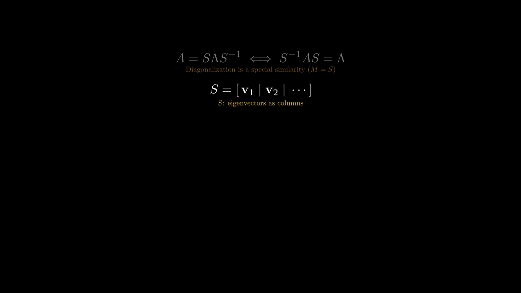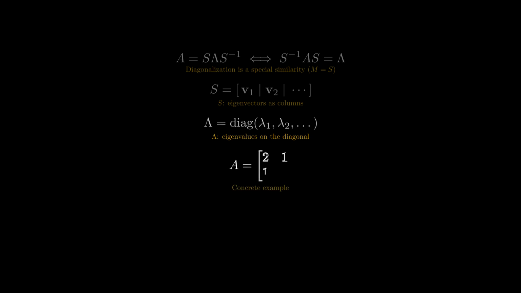Diagonalization is a special case of similarity. When we write A equals S lambda S inverse, we're saying A is similar to the diagonal matrix lambda. Rearranging gives S inverse A S equals lambda. Here, the change of basis matrix S contains the eigenvectors of A as its columns, and lambda holds the eigenvalues along its diagonal. Choosing M equal to S produces the cleanest possible family member, a diagonal matrix.